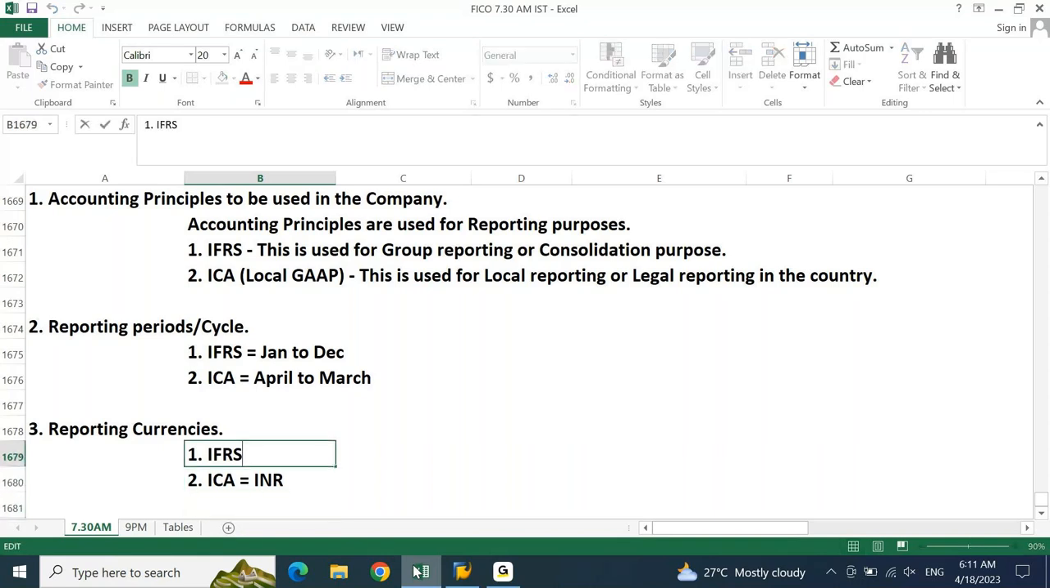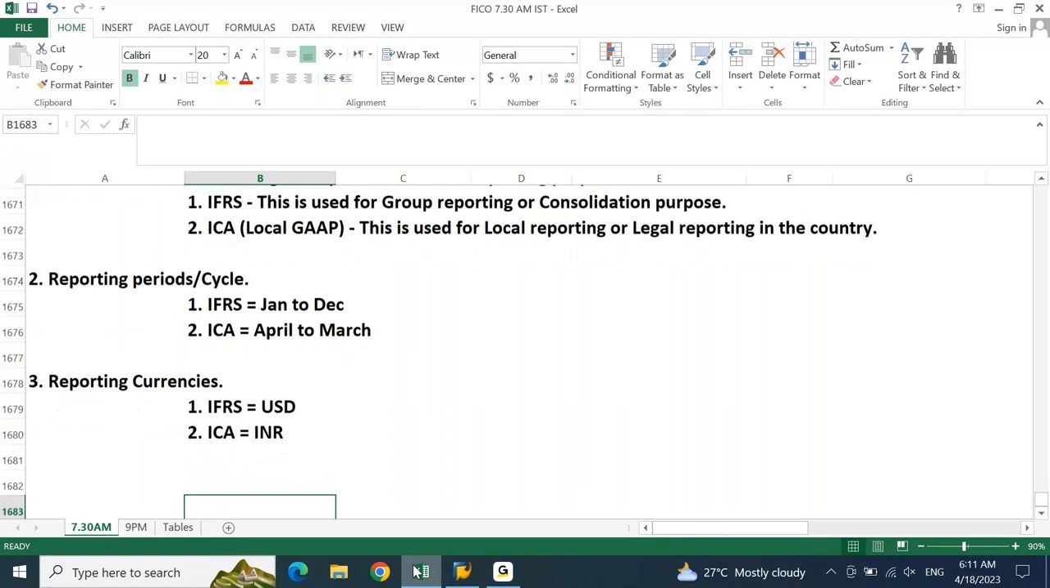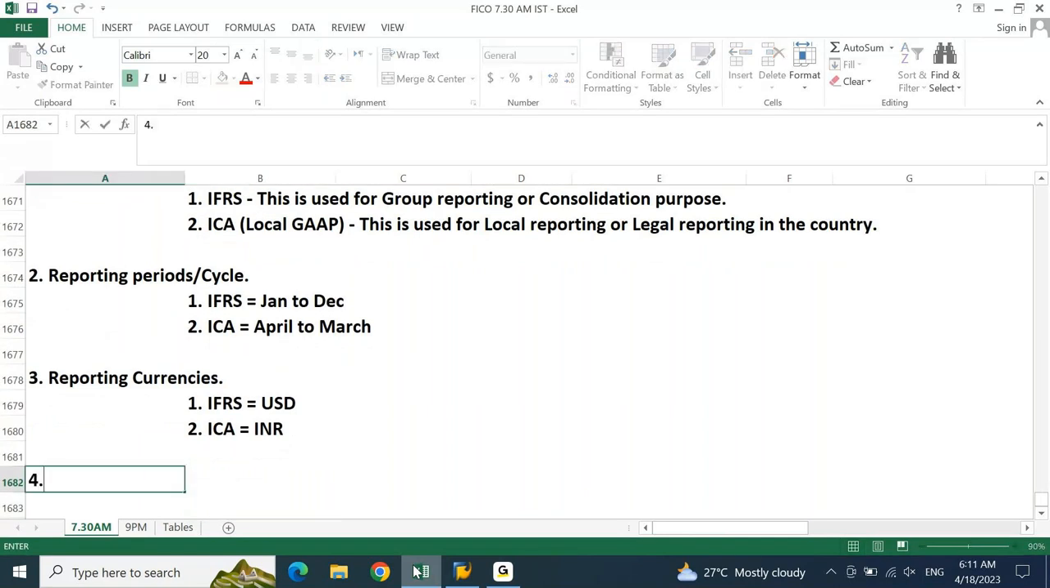Similarly, if you are using IFRS, according to IFRS, we will be using a common global currency, which is always US dollar. Clear? According to IFRS, we will be using US dollar as our reporting currency. Is that standard, sir? Can we use a currency other than USD in IFRS? You can, but mostly US dollar will be used.